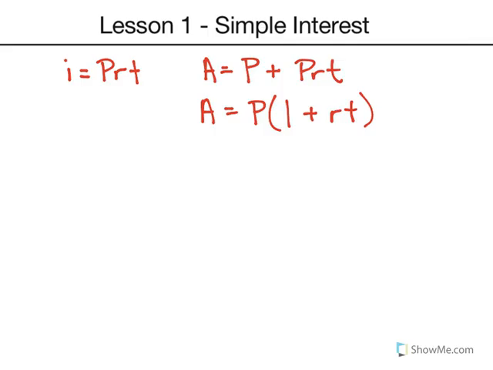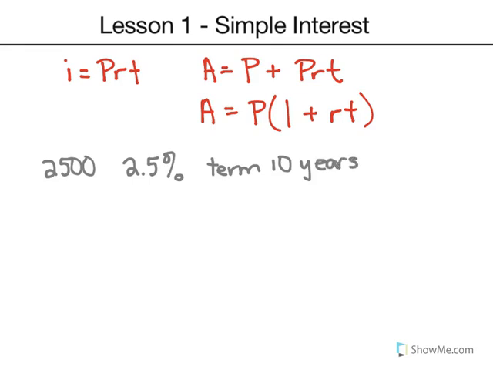So we're going to do example 1. Example 1 says we have a $2,500 GIC, and a GIC is a guaranteed investment certificate. It's invested at a rate of 2.5%, simple interest, paid annually, with a term of 10 years. We want to determine what the future value is and also what the interest is.